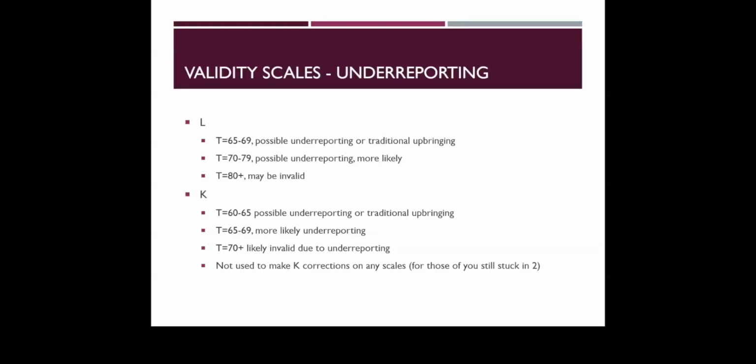The issue with regard to L and K is that if you've got evidence of underreporting, you're not going to be able to rely on absence of elevations on any of the clinical scales to rule out problems. So you may see low profile scores throughout, which could mean they have really good adjustment, or it could be denial or underreporting of symptoms. You might still be able to interpret elevations, but they may be underestimations of the severity of the problem.